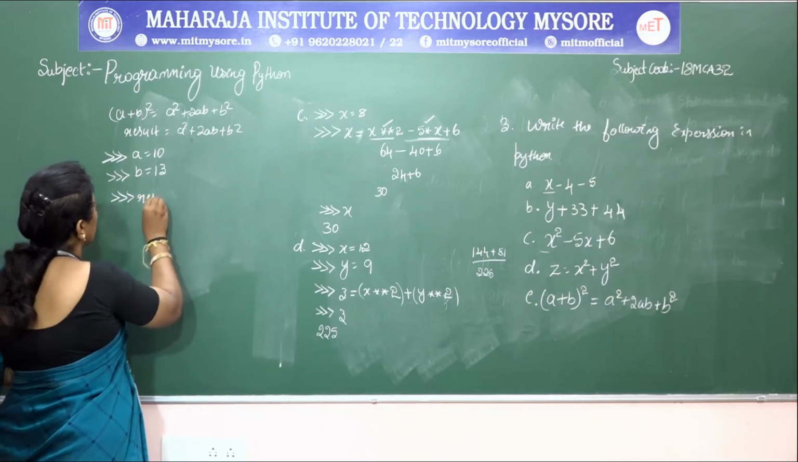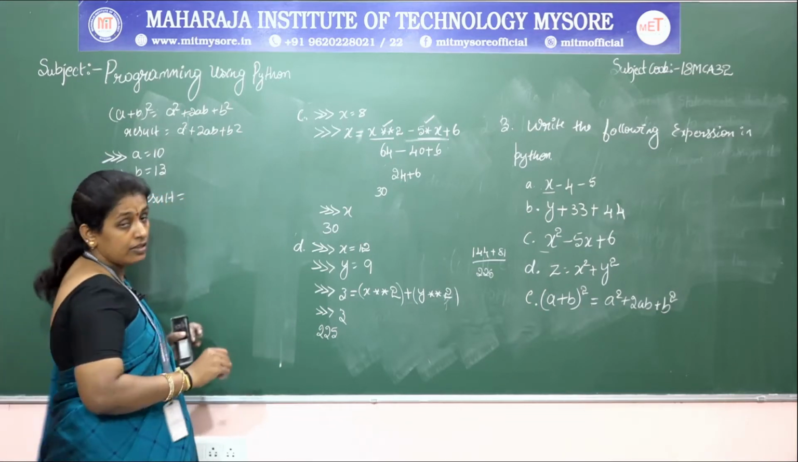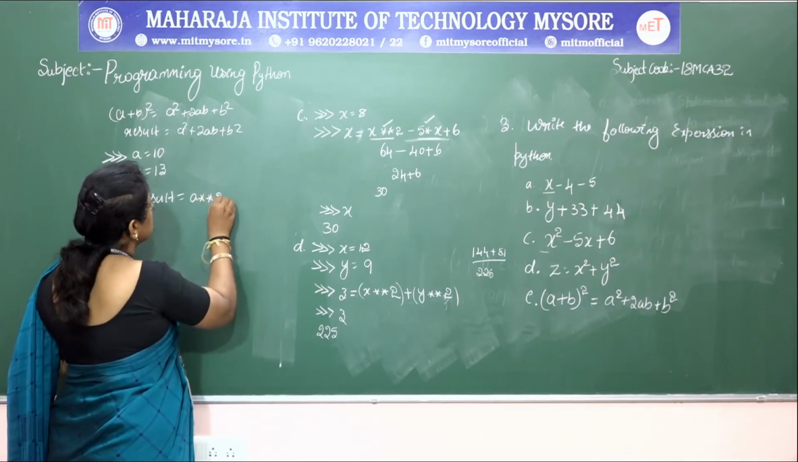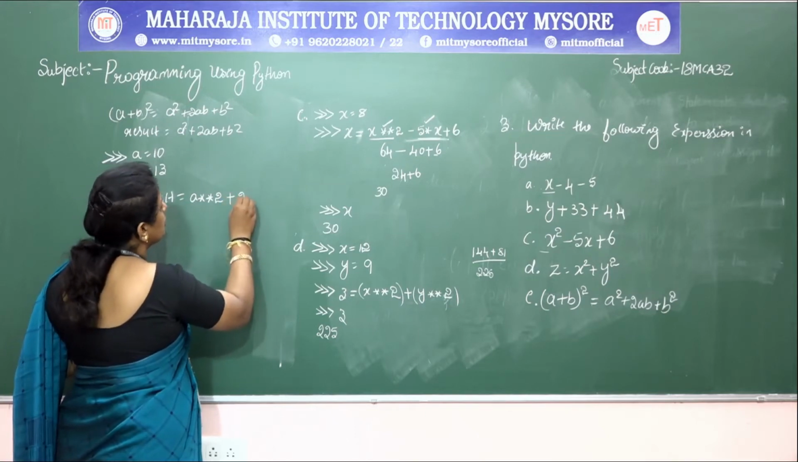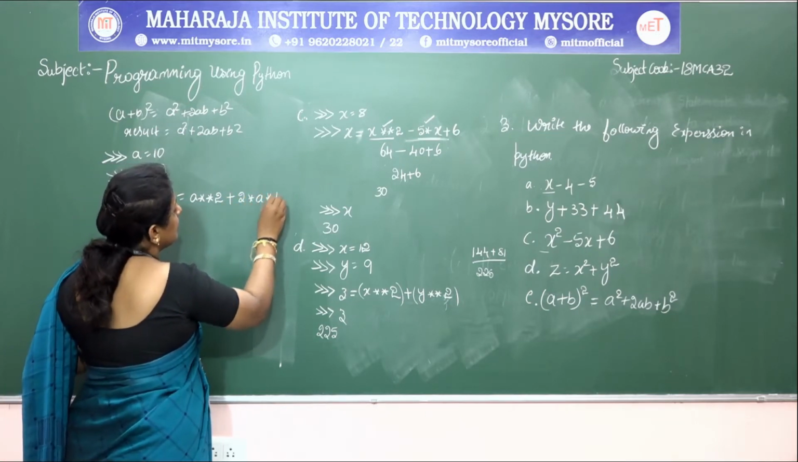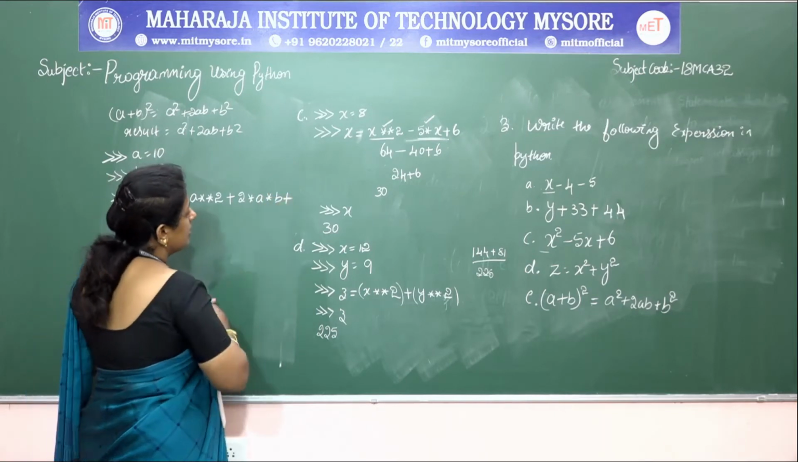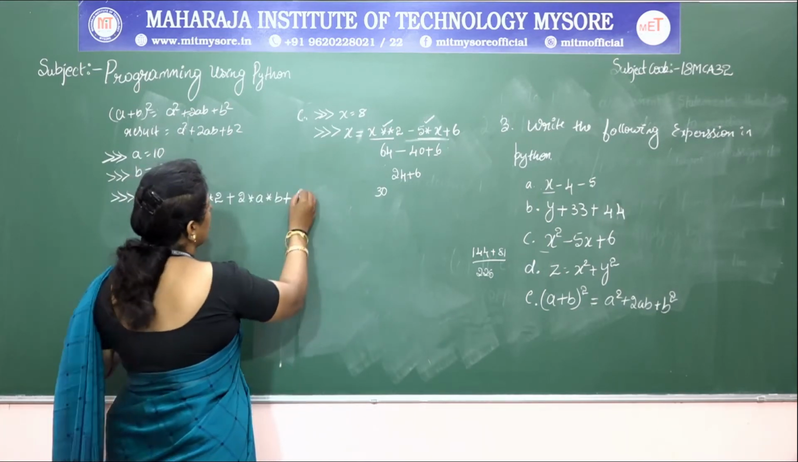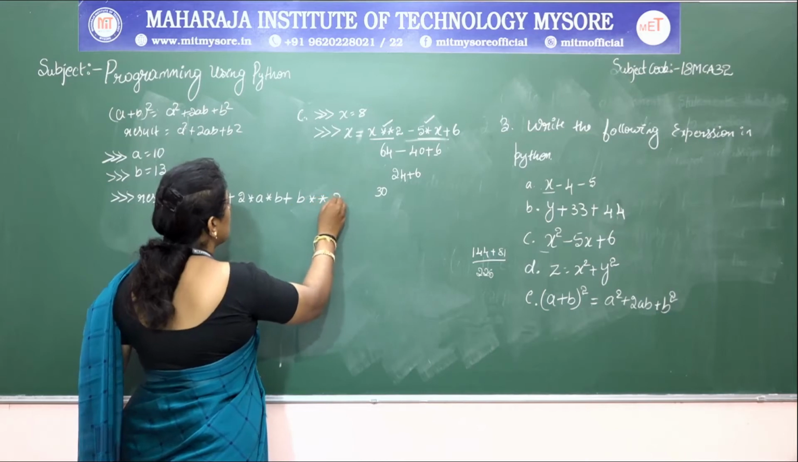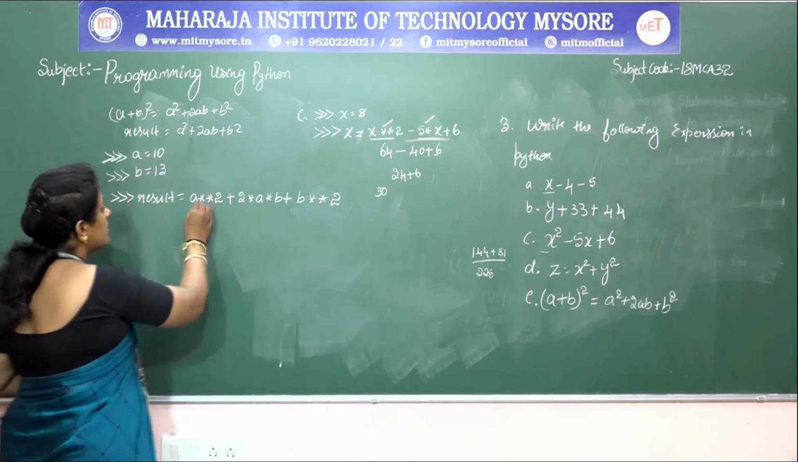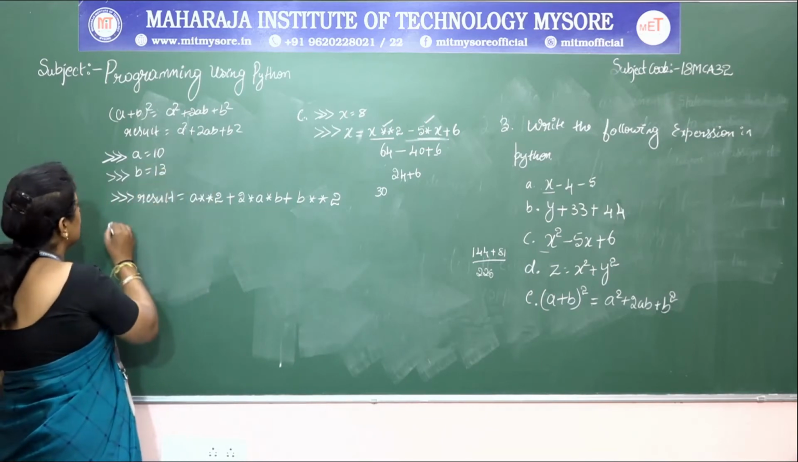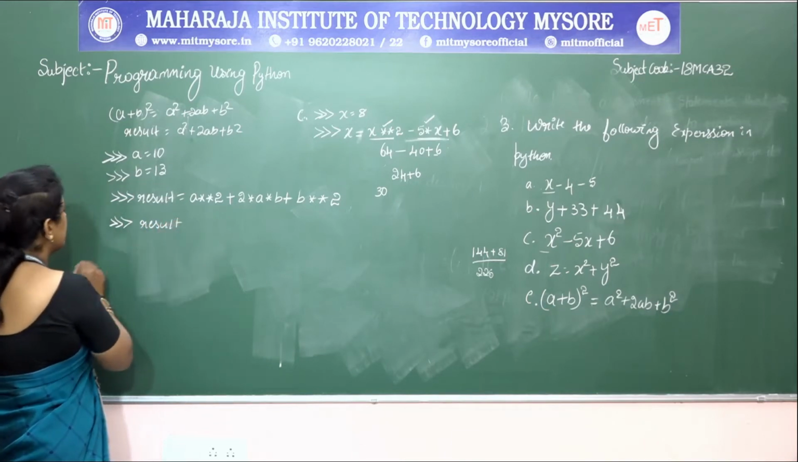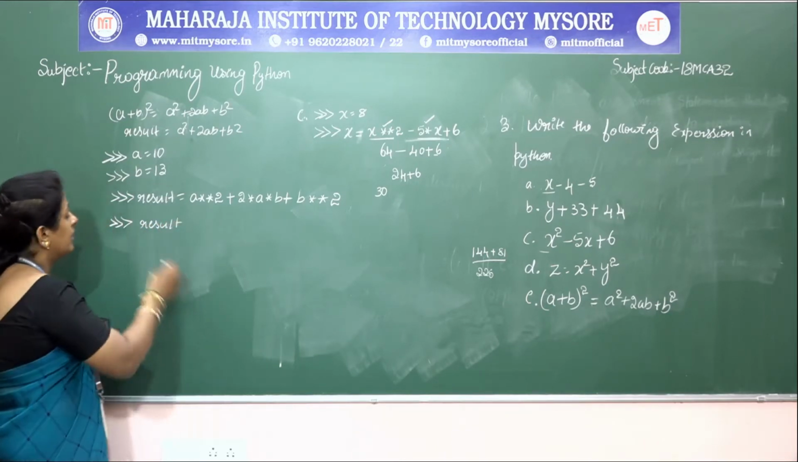So let's write the expression. result equal to a square, which I can write as a exponential 2, plus 2 multiplied by a multiplied by b, plus b exponential 2. When this expression is evaluated, the result will be stored in the variable called result. I am just displaying the content, and when this gets executed I will get the output.